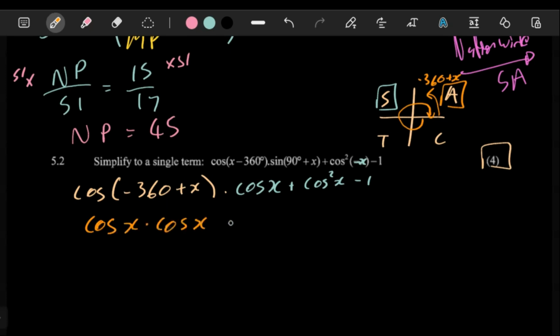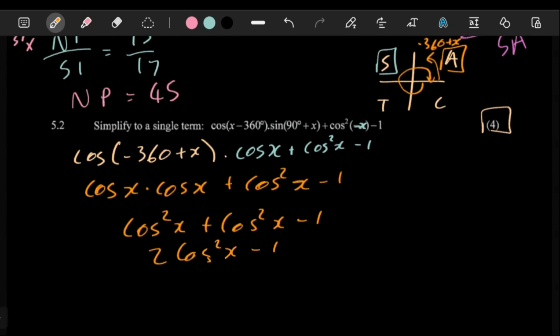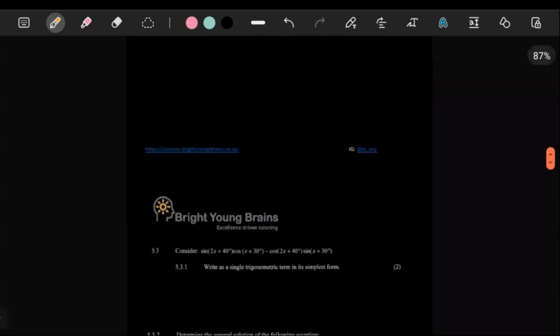And then this is what you have, plus cos squared x minus 1. This is going to be cos squared x plus cos squared x minus 1. These are like terms, so you're going to add them up. This should remind you of your double angle of cos, so this is just cos 2x. Well, that is the way we like it. Let us move on.